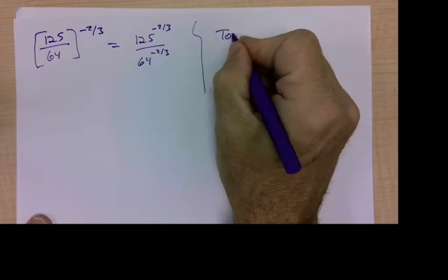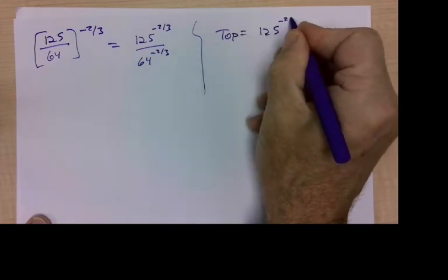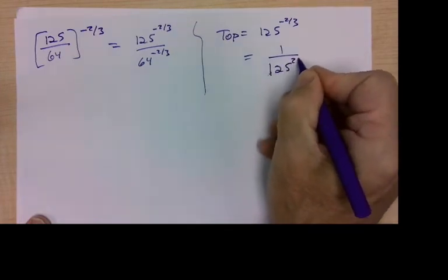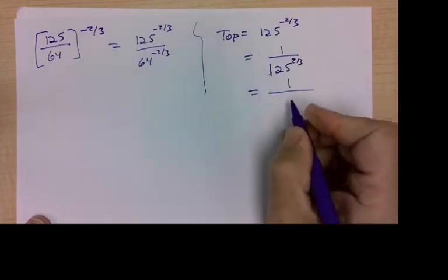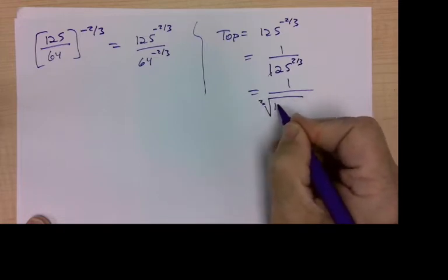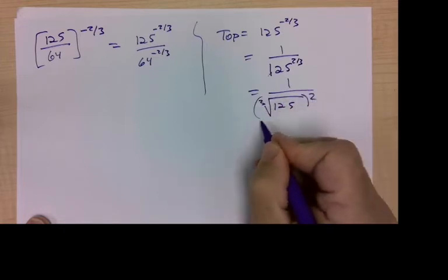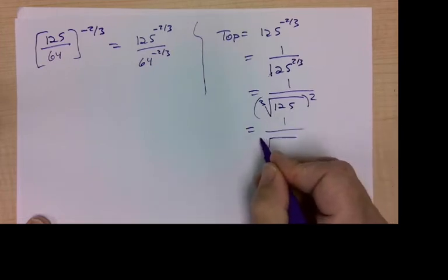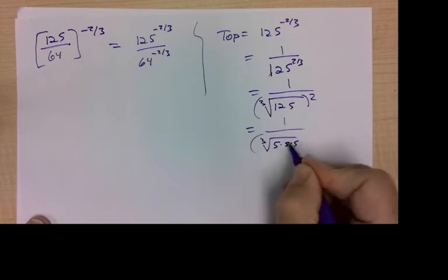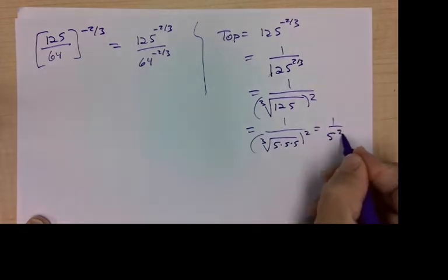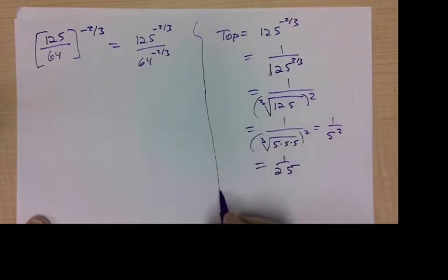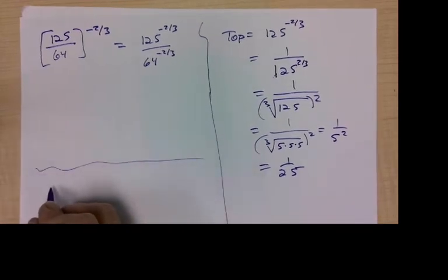So the top is 125 to the negative 2/3, which is the same as 1 over 125 to the 2/3, which is 1 over the cube root of 125 squared. Well, 125 is 5 times 5 times 5. 1 over the cube root of 5 times 5 times 5 squared, which is 1 over 5 squared, which is 1/25. So that's the top. How about the bottom?